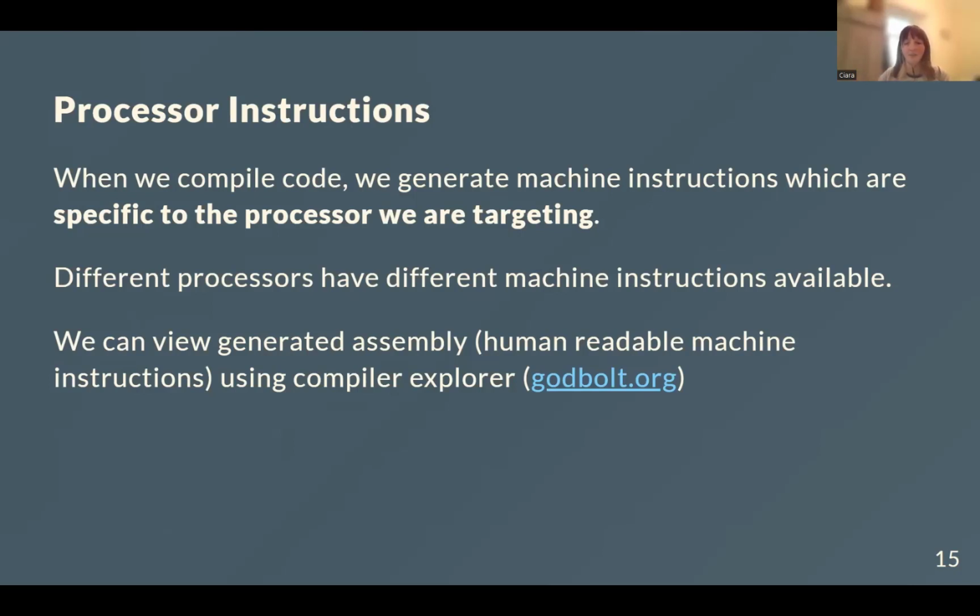Different processors have different machine instructions available, and that affects how our Rust is going to look when it gets converted into machine instructions, and what the implications are then of how you do things in your Rust code, what ordering you use, etc., will depend on the architecture.